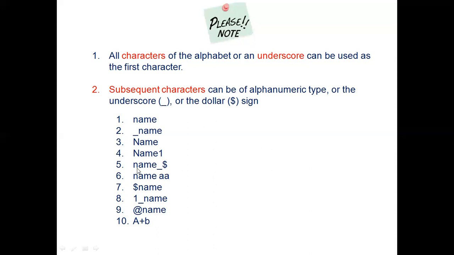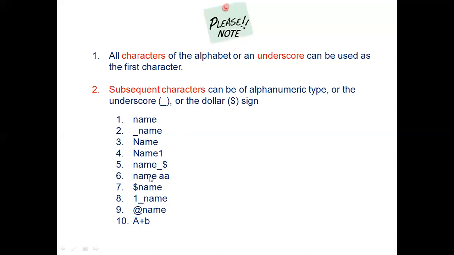Next, fifth one, name underscore dollar. Is it valid? The first letter starts with the alphabet N. The subsequent letters are alphabets and also underscore and also dollar. Yes, it is also correct. So the fifth one is also valid.